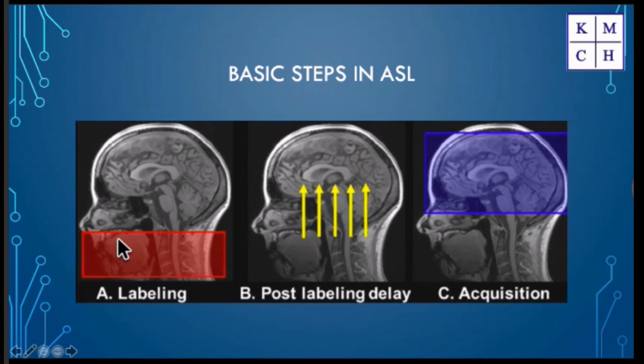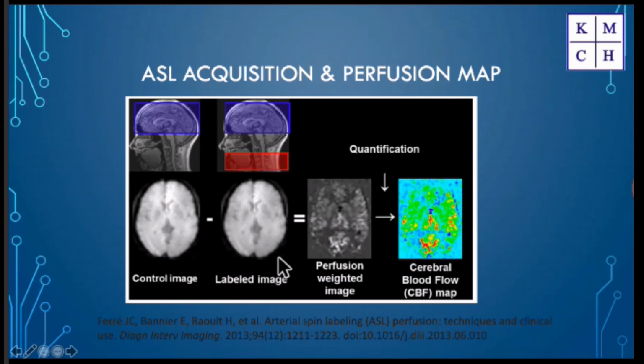So we label or tag the blood protons proximal to the area of interest in the feeding arteries. We wait for a time that is referred to as a post-labeling delay, and then we acquire the images of the area of interest. So how does it occur? We get a control image and a labeled image, which are then subtracted from each other to produce a perfusion weighted image. Color-coded maps are then derived using computer-based software to derive the CBF maps. In routine clinical practice, we usually don't quantify, or at least the place that we work in, we don't look at quantification. We rather look at qualitative representation and identification of asymmetrical perfusion patterns.